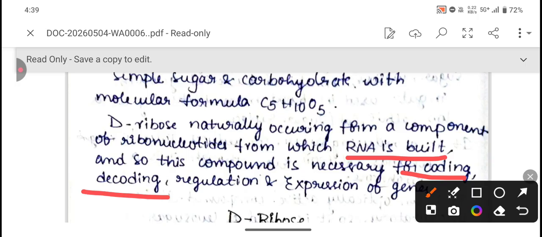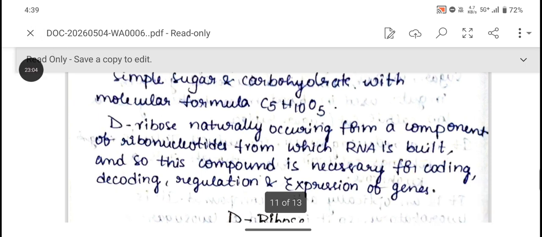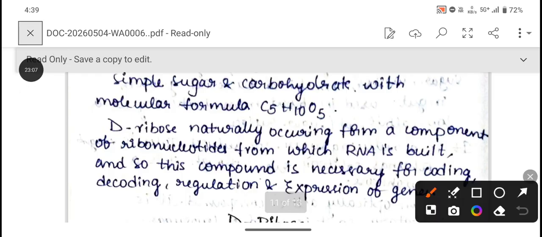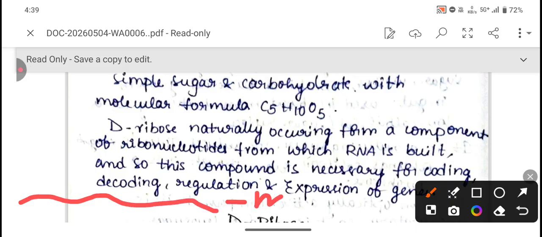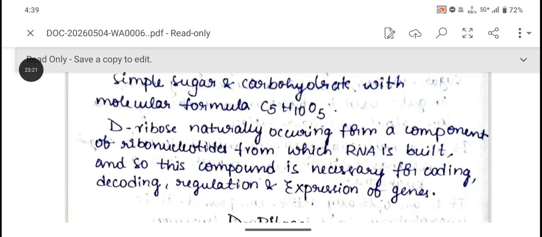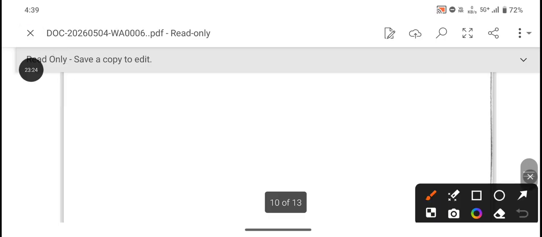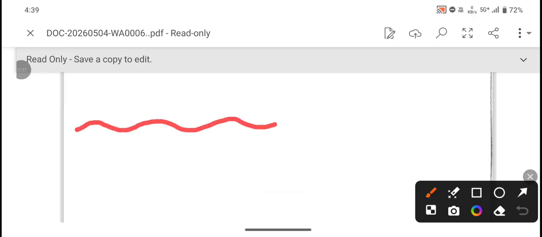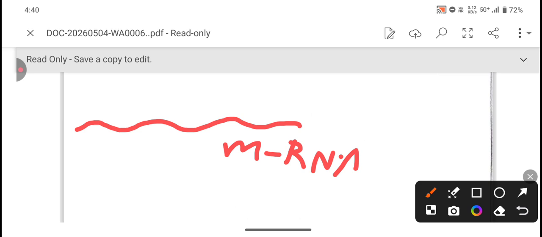So without ribose sugar there will be no RNA, and without RNA there will be no coding or gene expression. The RNA does consist of codons on it, right? If you study transcription and translation, this is the messenger RNA, and the messenger RNA consists of codons on it. If you start with AUG, which is the initiator codon, let me draw here. So this is the mRNA, which is made up of ribose sugar.